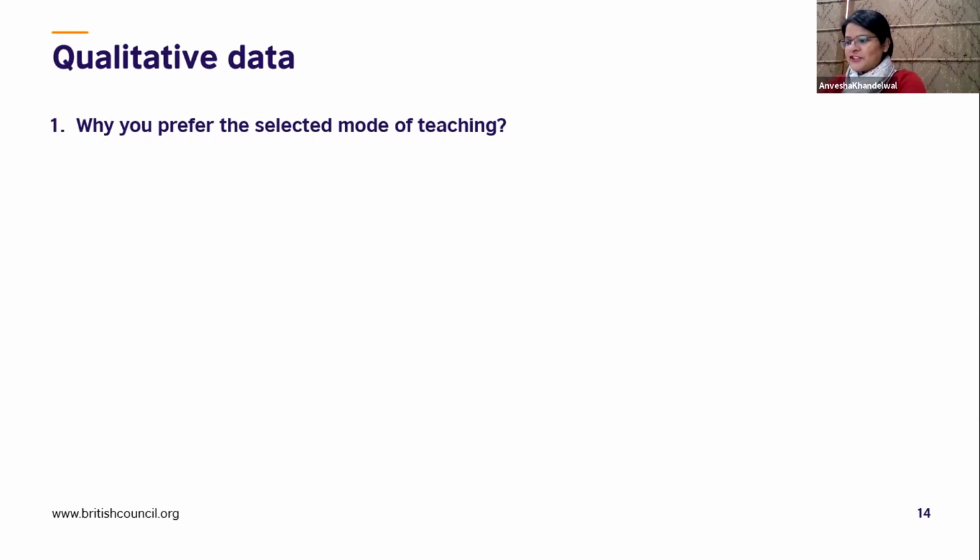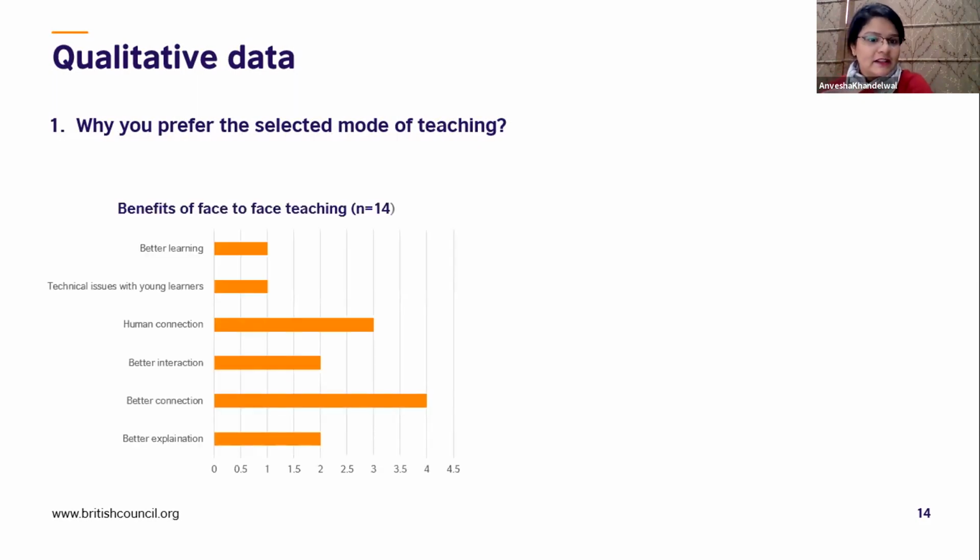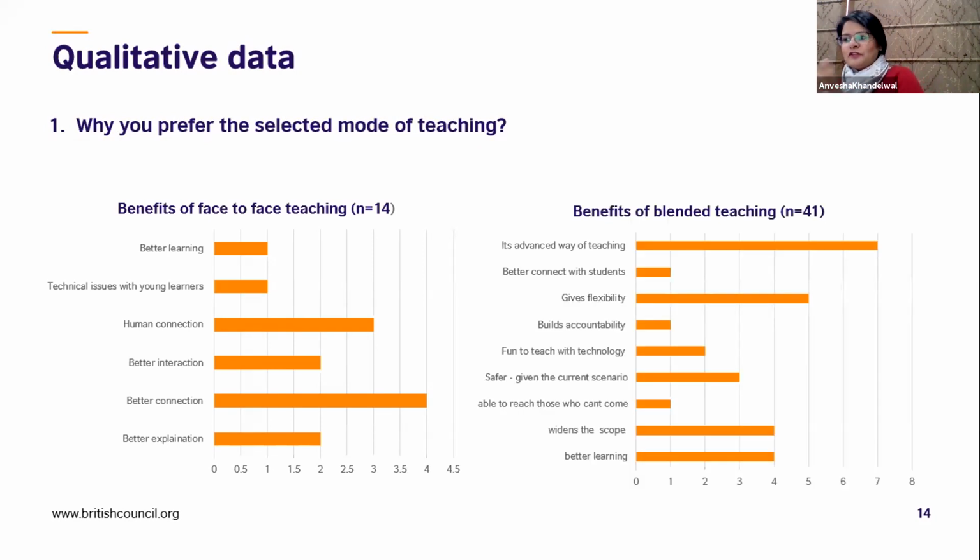So here for this, I first read all the answers, all the 56 responses of why you preferred this, and I created majority themes where it's coming from. Then I again further subgrouped them into different categories. And I made a small graph out of this to say what people are broadly thinking. So those who preferred face-to-face, around 14 people. On the left-hand side are the reasons why they preferred face-to-face. So we can say they were listing down the benefits of face-to-face. And on the blended, the 41 who preferred blended, why they preferred blended as the better mode of teaching.